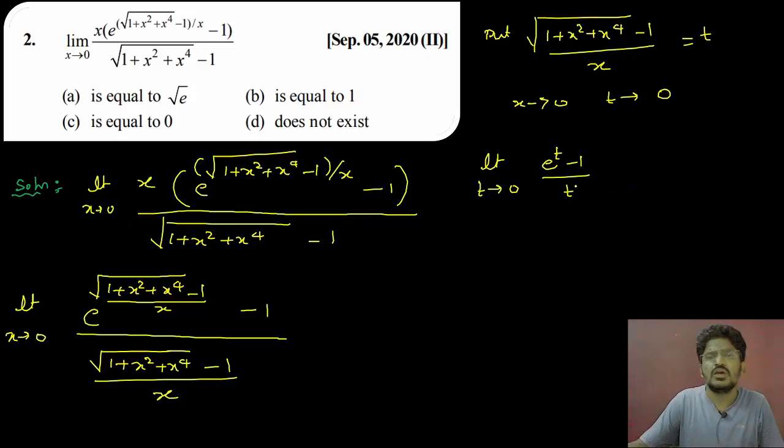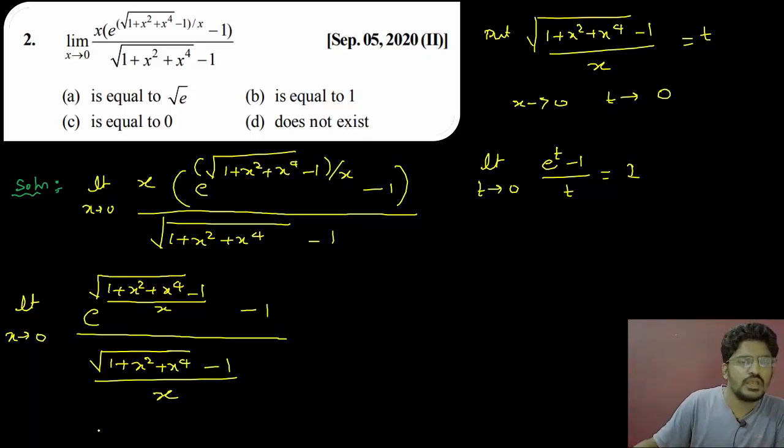So therefore we know that limit t tending to 0 of e to the power of t minus 1 divided by t is equal to 1. Now we have our answer as 1, and option B is the right answer.